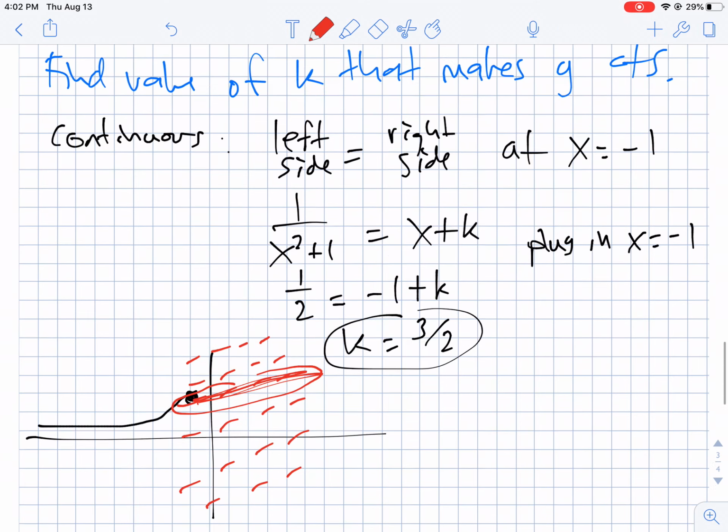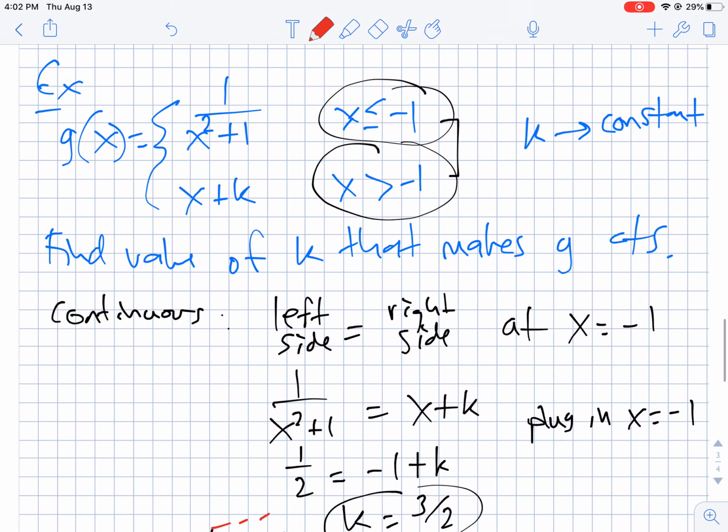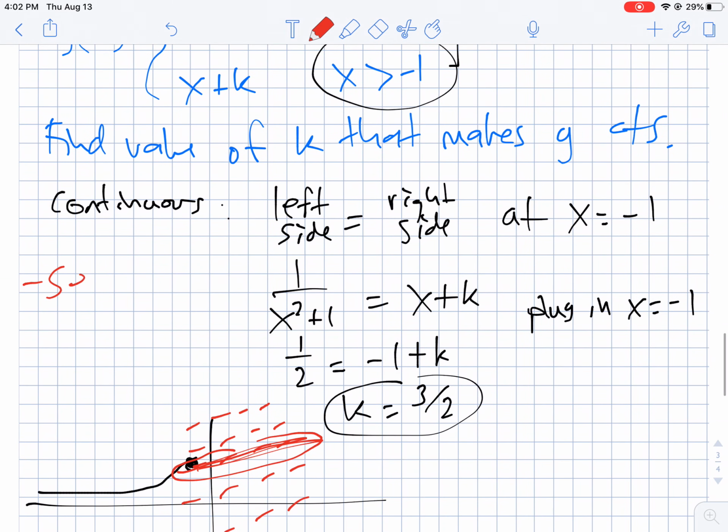Same thing on any problem like this, any of these find-k problems: basically just set the two sides equal. And then plug in the x, and that'll let you solve for the k from there. It should be a relatively easy algebraic thing.